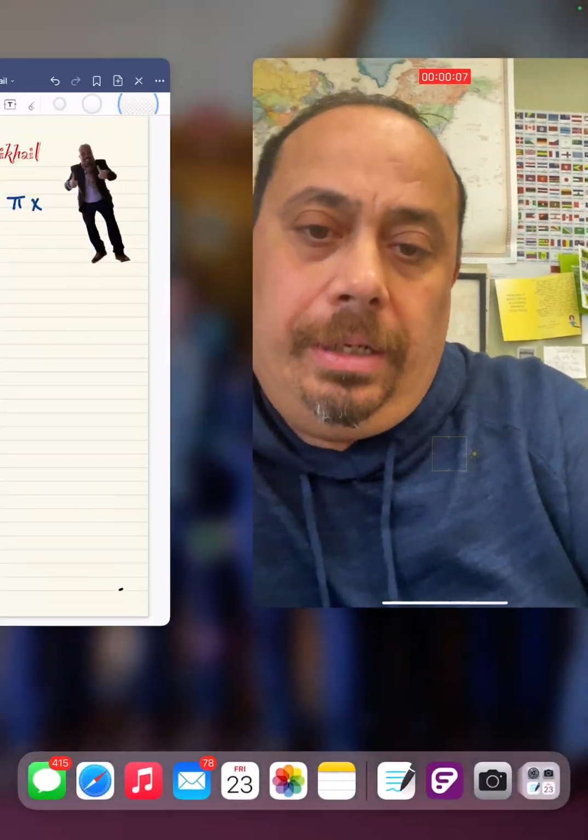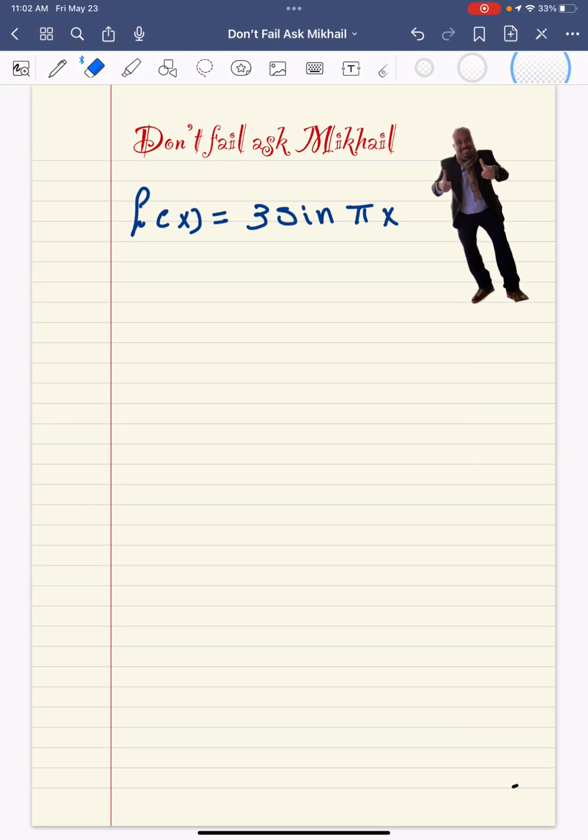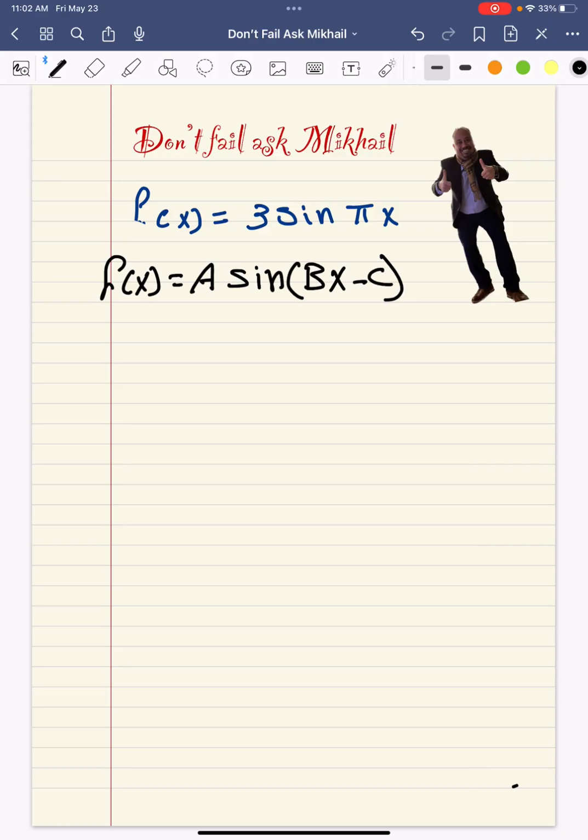Today we're gonna graph the sine graph. Let me share my screen. If I want to graph this function, 3 sine pi x, before we do that, we have to find first the standard formula, which is f of x equal a sine bx minus c plus d.